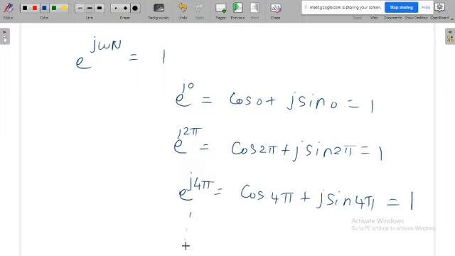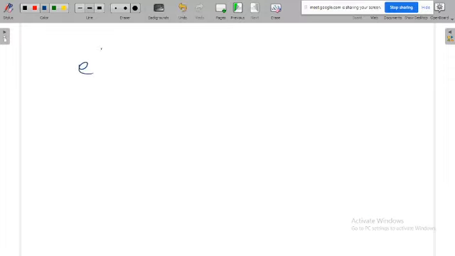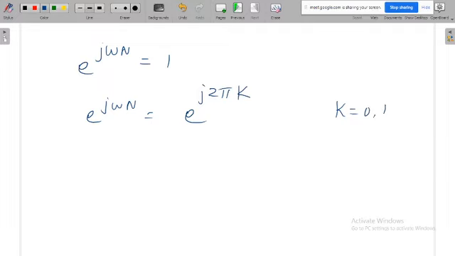So how can I write it in the generalized format? e power j omega n is equal to 1. That means I can write it as e power j 2 pi k. What should be the value of k? k can be 0, 1, 2, 3, a natural number from 0 to infinite. I have already used the capital N, so I cannot use n here, because that will make confusion. That's why I am using a different notation.